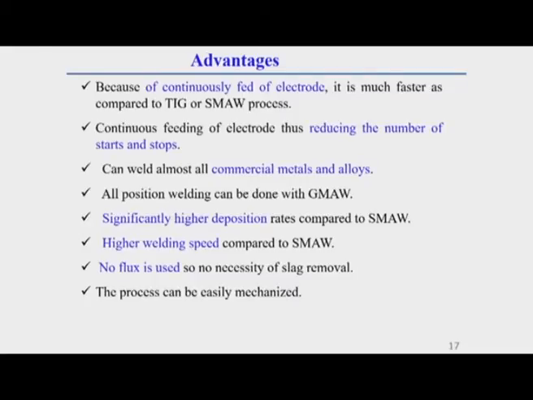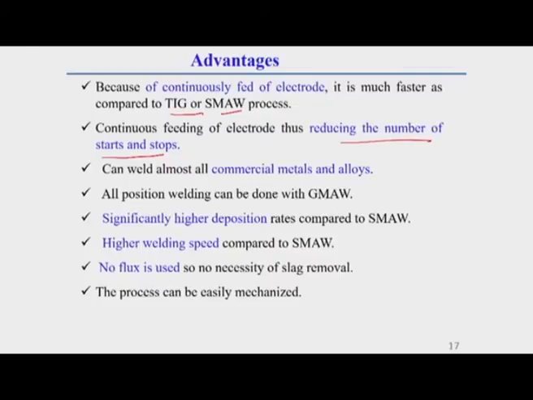So first of all we will discuss the advantages. As in this welding process there is a continuous feed of electrode, it is much faster as compared to TIG welding or SMAW welding process. Continuous feeding of the electrode generally reduces the number of starts and stops, which is observed in the case of SMAW welding process. There are a number of starts and stops there, but as there is continuous feeding of electrode, this start-stop phenomenon is comparatively less.